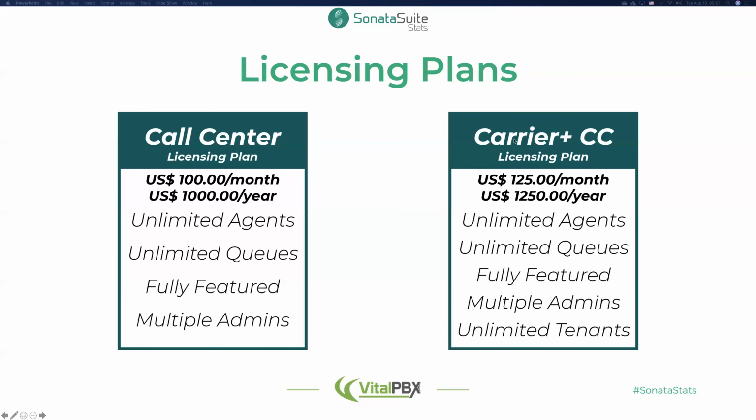And then we have the Carrier Plus CC, which will run you US $125 per month, or $1,250 per year. And this will be unlimited agents, unlimited queues, unlimited everything. Since this is the Carrier Plus CC licensing plan, this will include unlimited tenants. So you will have the core add-ons, the other Sonata applications, Sonata Recordings, Sonata Switchboard, and Sonata Billing, plus the Sonata Stats for unlimited agents, and you will have the unlimited tenants there as well.